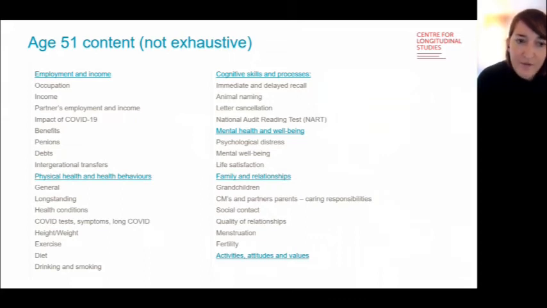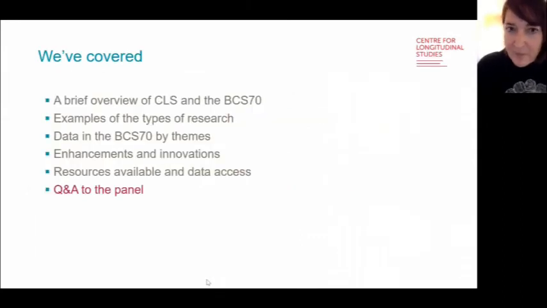Physical health and health behaviours, cognitive skills and processes, mental health and well-being, family and relationships, and those activities, attitudes and values questions, many of which will be continued where possible throughout the live course. So just drawing the presentation aspect to a close, I just want to summarise what we've covered and then open up to the panel to answer your questions.